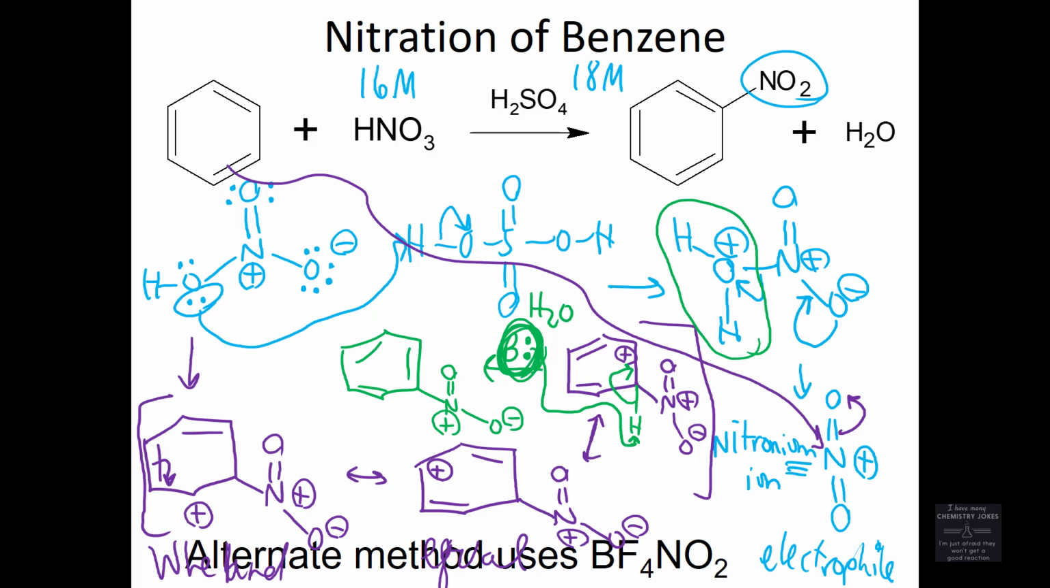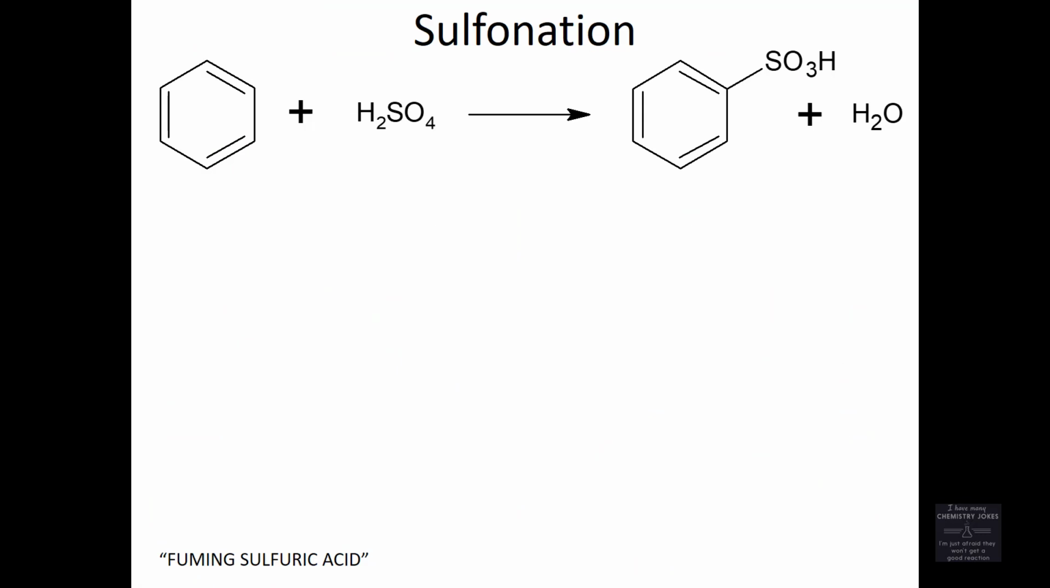Back behind my scribbles, that says an alternate method uses BF4NO2. BF4NO2 is a salt. Oops, that's a BF4. The boron has a minus, and the NO2 has a plus. It's a salt, an ionic thing. All that is your electrophile is already formed. You don't have to go through all the blue steps to get to the nitronium ion. The nitronium ion is already there. It's the cation in your salt that you use. That's all. All right, 2 down, 3 more to go.